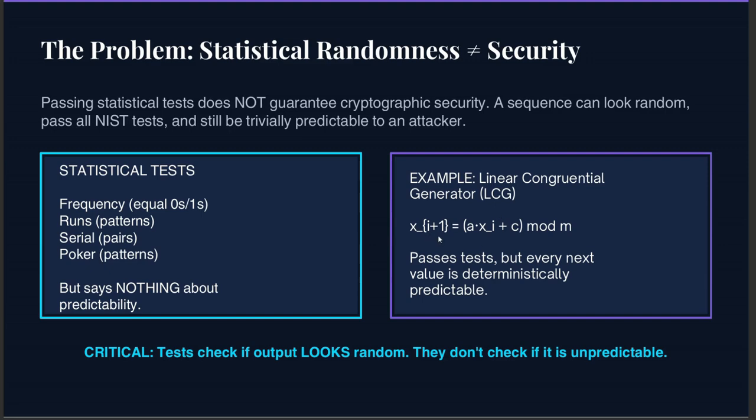The formula of LCG is x_{i+1} = (a * x_i + c) mod m. x_i is the current state, a is the multiplier, c is the increment, m is the modulus. The generator takes the current value, multiplies it, adds a constant, then performs a modular operation. The result becomes the next output. Then the process repeats again and again.